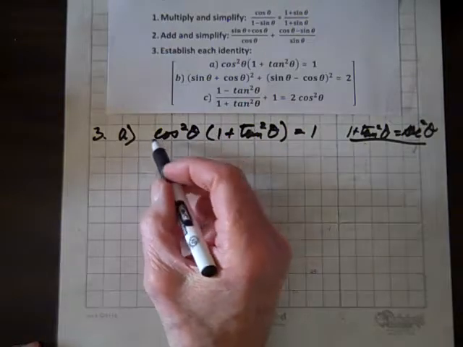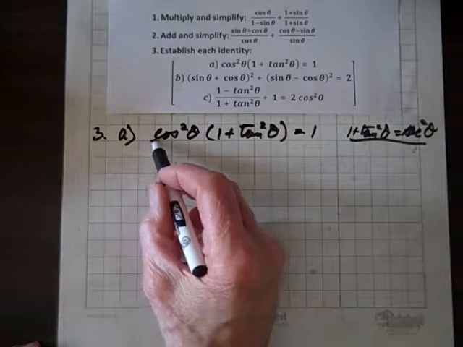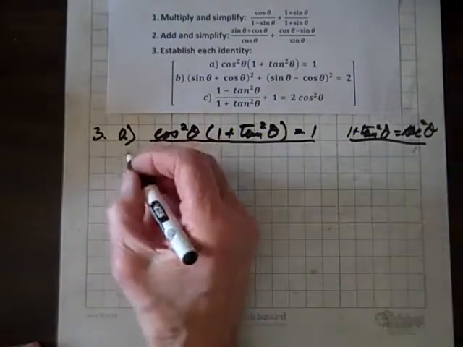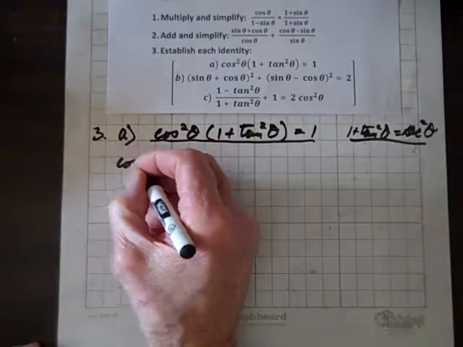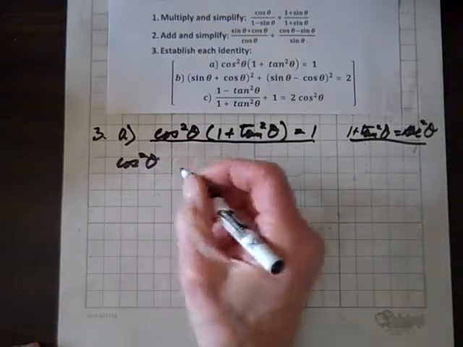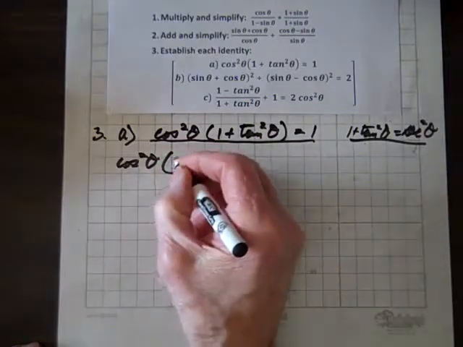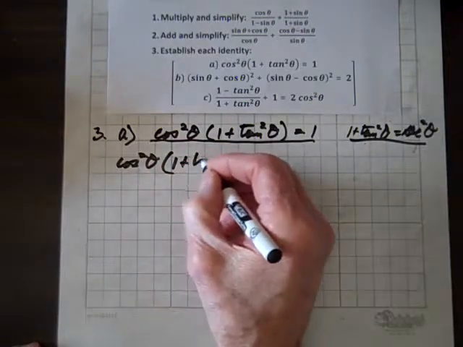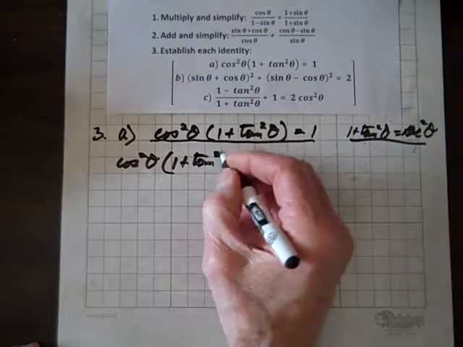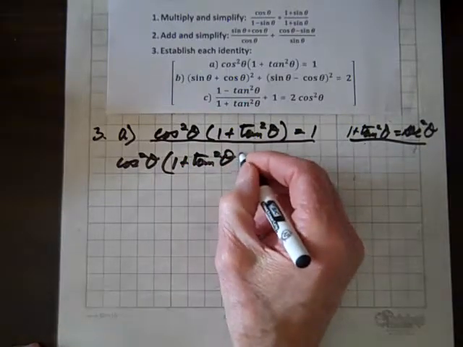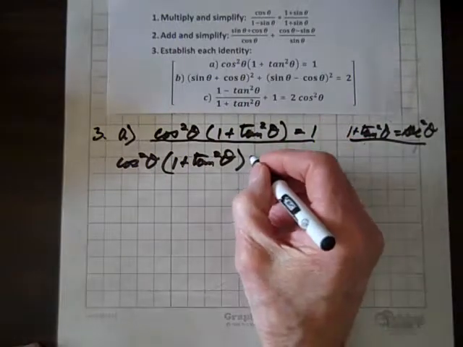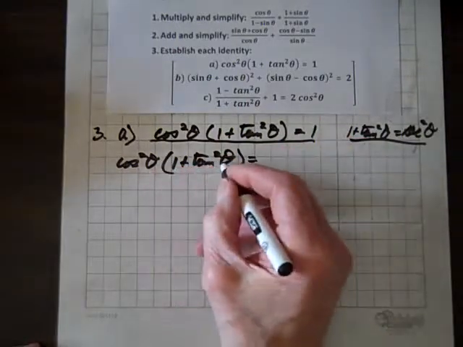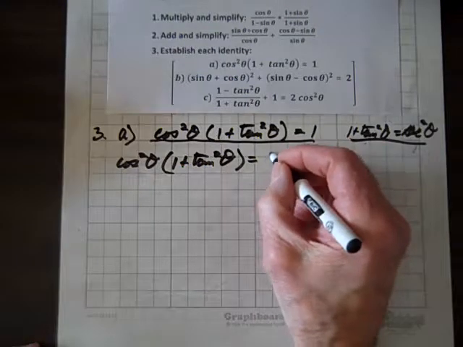Now, the form is you write down the equation. We've got it. Now we're going to start over again, and we're going to write down the left side, cosine squared theta, and 1 plus tan squared theta. And we're going to leave the right side alone. We're going to equal, and we're going to keep simplifying this.